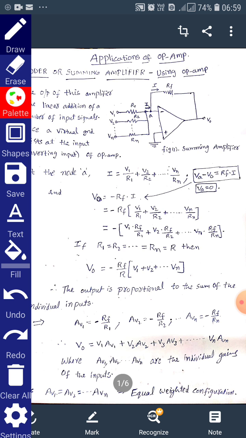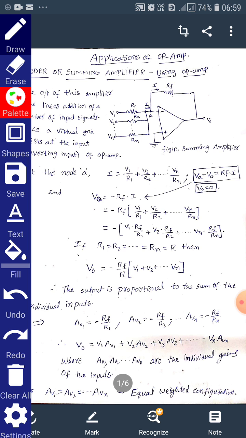And next, if you consider the voltage difference between node A and the output voltage V0, that is VA minus V0, it is equal to the current flowing through RF, that is RF into I. So VA minus V0 is equal to RF into I. If we consider the voltage VA is equal to 0 here, then we get V0 is equal to minus RF into I.